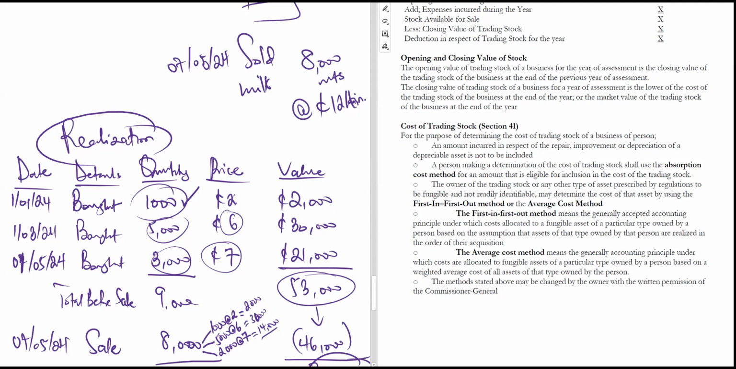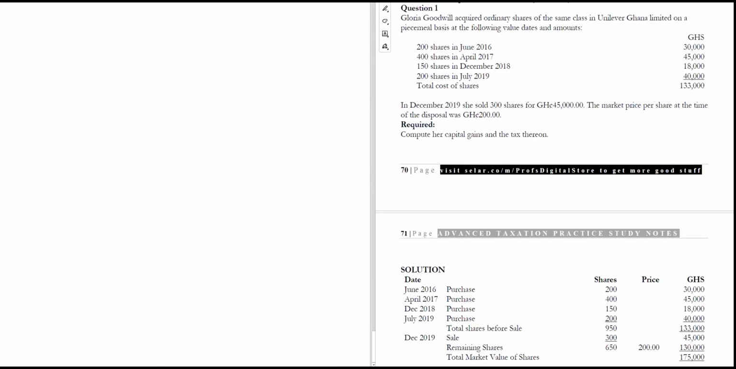So let's see. This time the stock we are dealing with is stock of shares, right? So Gloria Goodwill acquired ordinary shares of the same class. Ordinary shares of the same class, are they fungible in nature or not? They are fungible in nature, meaning we cannot separate them from each other, right? So she acquired these shares of the same class in Unilever Ghana on a piecemeal basis at the following values and dates and amounts, right? So this is what we have, okay?